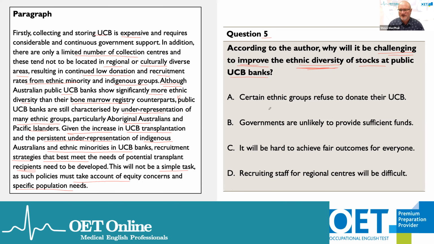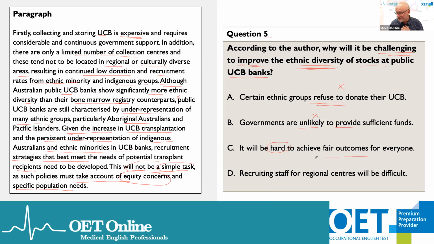Answers have been coming in from the good readers. Is it A, certain ethnic groups refuse to donate? Well, did anyone see anything about refusing? Maybe they don't want to, but refuse, it's wrong. Governments are unlikely to provide sufficient funds. Well, they said it's expensive, but did they say that the government is unlikely to? They didn't say that. Hard to achieve a fair outcome for everyone. Well, we spoke about equity. It won't be simple, therefore hard, not simple.